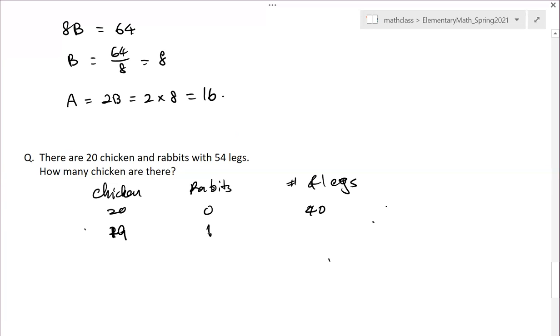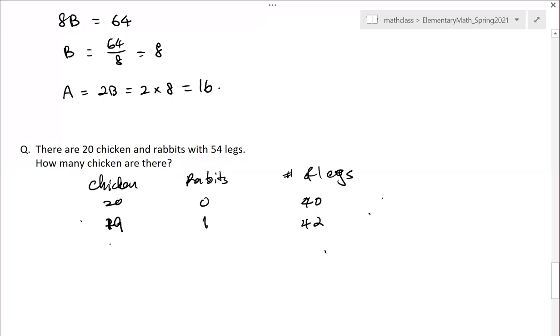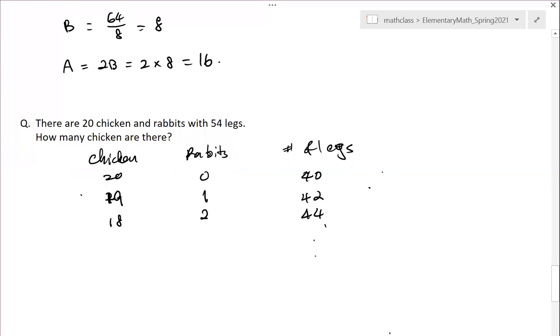So the number of legs will be 19 times 2 plus 4, and every time you switch, minus 1 from chicken and add 1 to rabbit, the number of legs increases by 2, so it'll be 42. Because 2 legs become 4 legs, so it increases by 2, right? So if you decrease again, it's 18 chickens, and that'll be 44. Your goal is to get 54, okay?